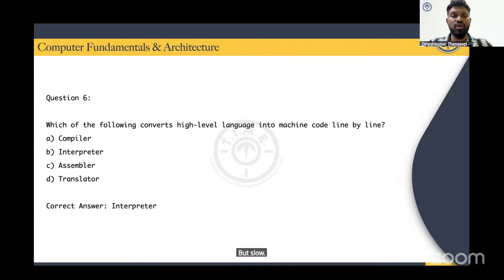Why are the other options wrong? Compiler converts the whole program together. Assembler converts assembly level language to machine code, not the high-level code. Translator, in general terms, it is not specific. So this is the correct answer. In short, if you want me to say, compiler is full program, interpreter is line by line. So likewise, we can remember the keywords. Let's move on to the next question.